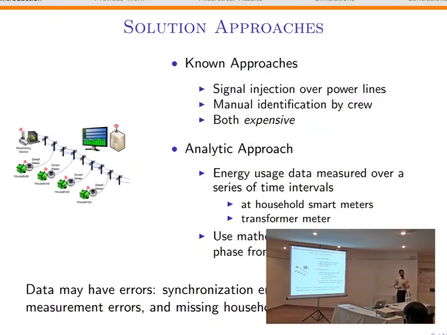There might be some errors in the measurements. Maybe some of the houses were switched off or something like that, so there was no data. Or there may be some synchronization error, because the time intervals of the measurement at the transformer side and the household measurement might not match. And also there might be some transmission loss because the power is coming through the cable. But for our work, we assume these errors to be 0.